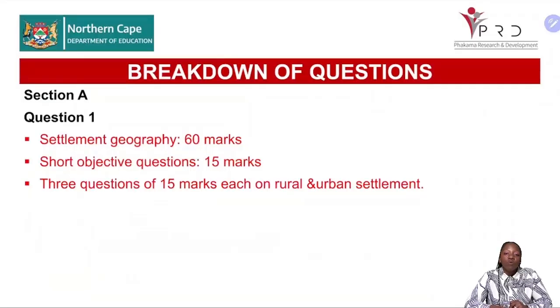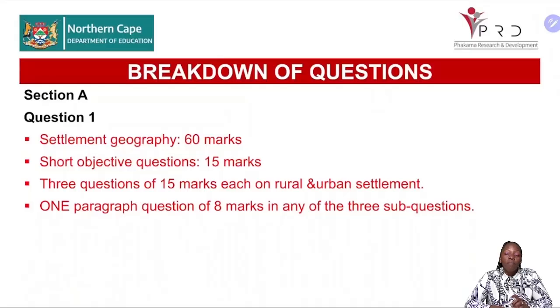Each and every question will give you a 1 paragraph question. So in question 1, again, you will have 1 paragraph question, and then the rest of the question will come as a 3 times 2 or a 2 times 2 question.